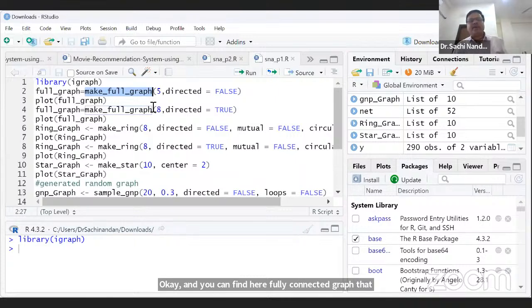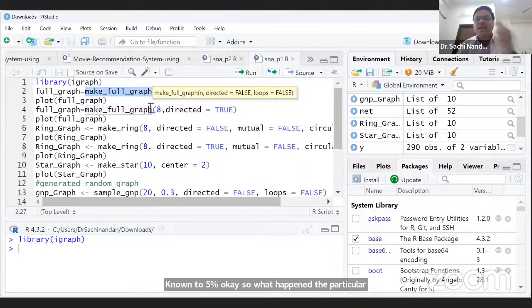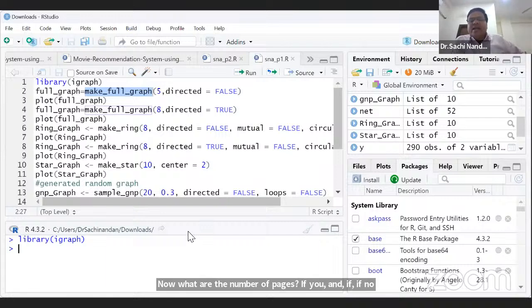So what does make_full_graph do? The graph represents, suppose a particular person knows 5 persons. Each person knows each other. That is called a fully connected graph, right? In the fully connected graph, what are the number of edges? If the number of nodes is n, say n equals 5, how many edges? n times (n minus 1) divided by 2. So this number of edges is required, right?